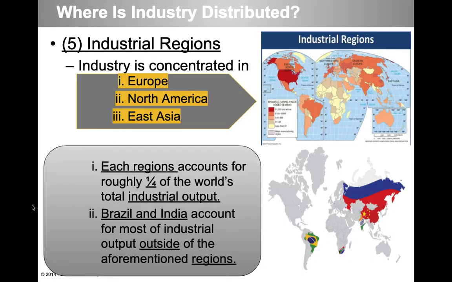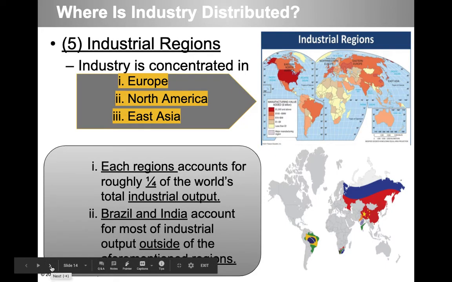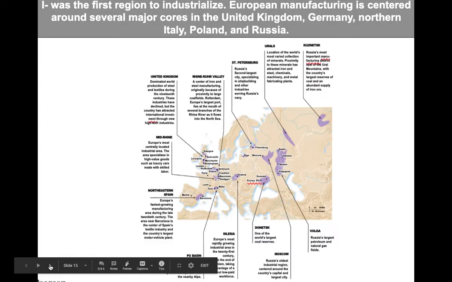East Asia was led by Japan in the early 1900s, the 20th century, and then China emerged as the largest manufacturer in the world by the turn of the 21st century. So really we see industry concentrated in three regions of the world. And we also have emerging regions such as Brazil and India today. Those regions would be a part of BRICS, and those regions are outside of Europe, North America, and East Asia.